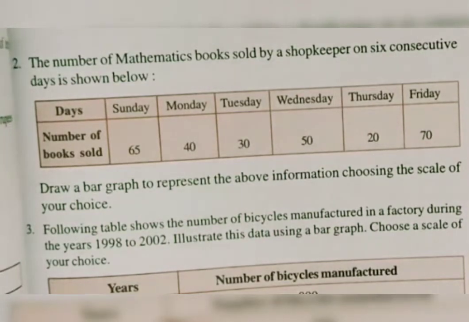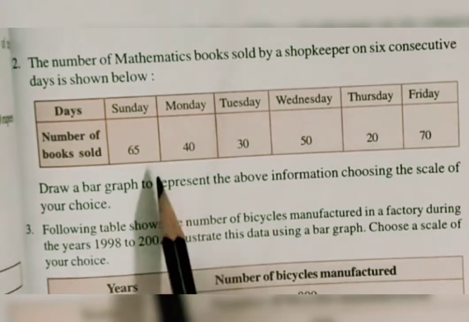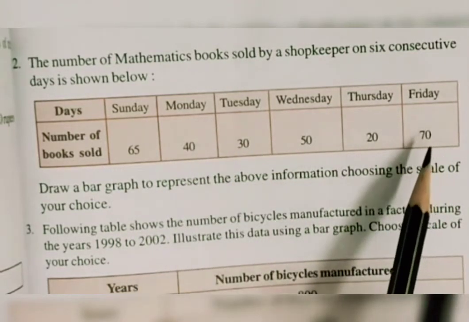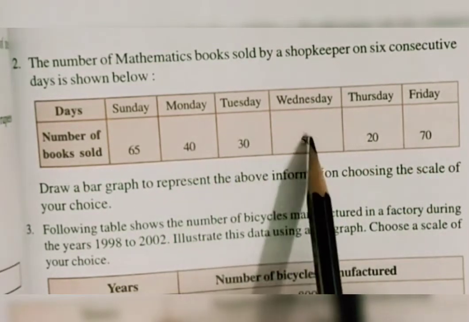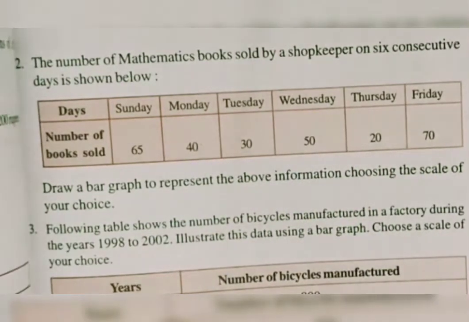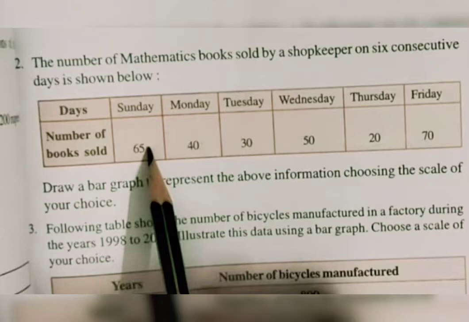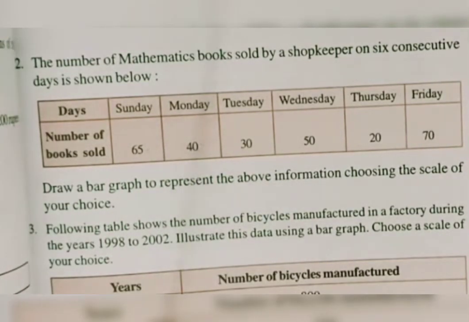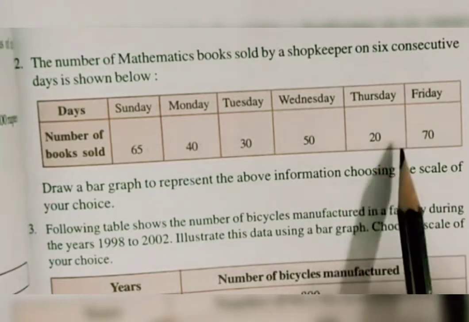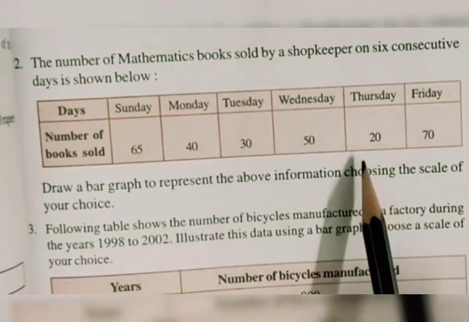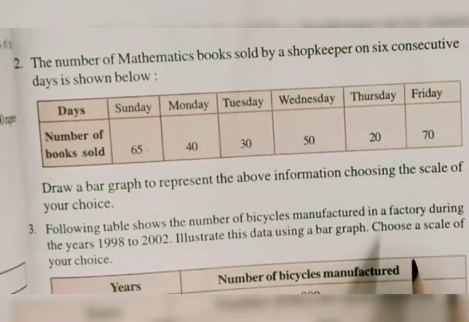Now this time the scale is not given. So what type of scale? That we can understand by just looking at these numbers. So you can see 40, 30, 50, 20, 70. These are given in multiples of 10. And one is a little different, that is 65. That we can easily draw on the center line. So we need to take it with the multiple of 10, meaning we'll take 1 unit length equal to 10 books. That will be easy for us.